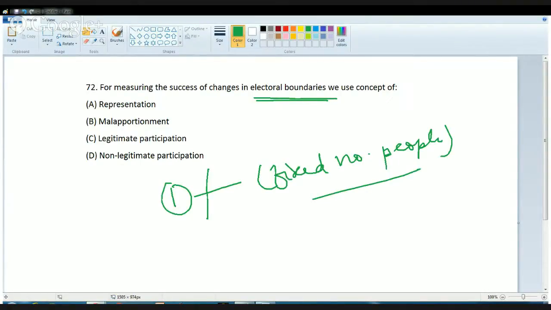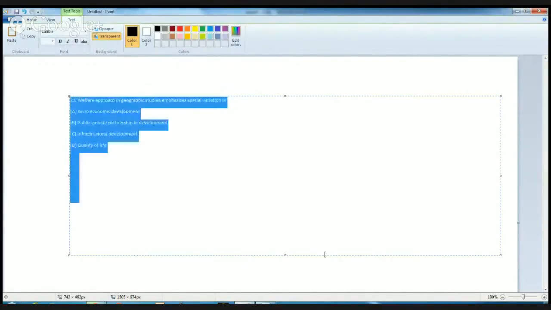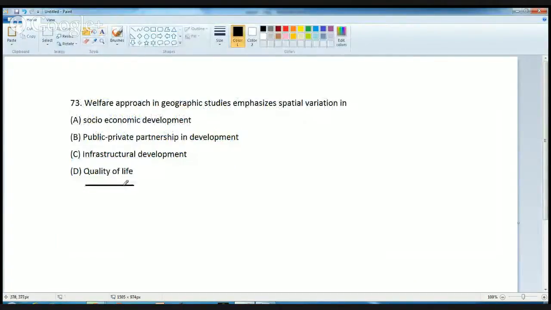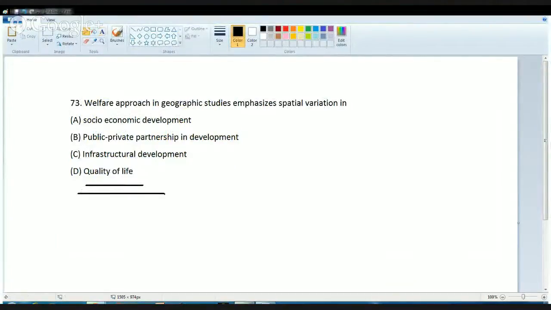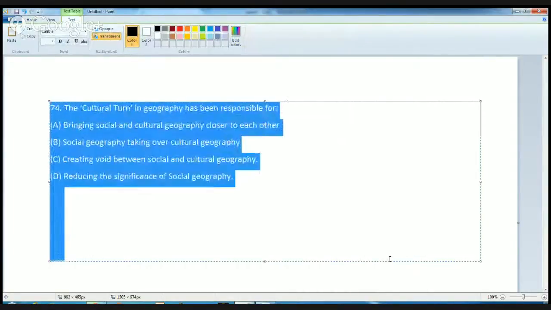The next question is, welfare approach talks about. So welfare approach in general talks about or emphasizes the quality of life. So you have better quality of life as per the welfare approach. This question is an interesting question that is usually asked in geography, so you must be aware of this concept.